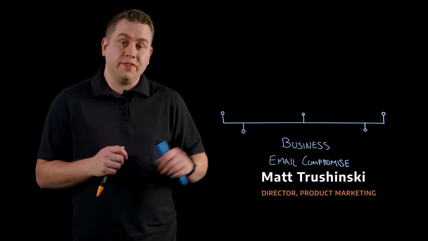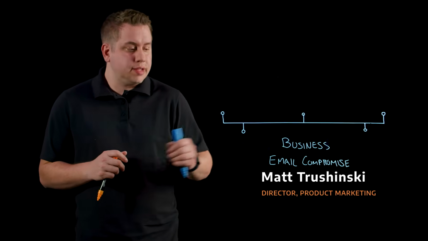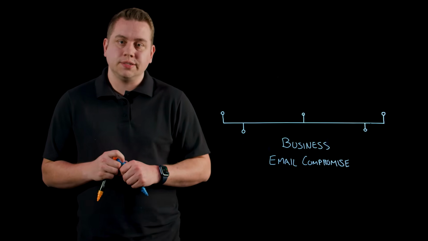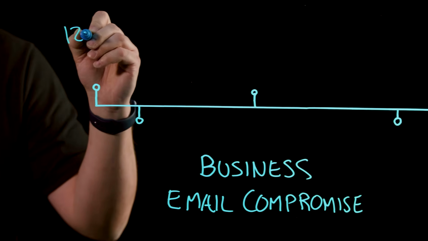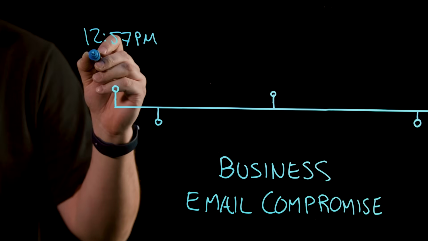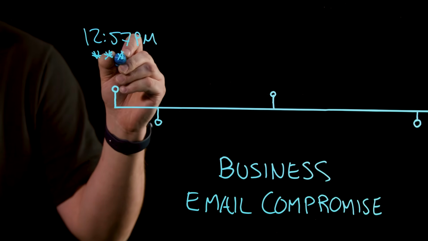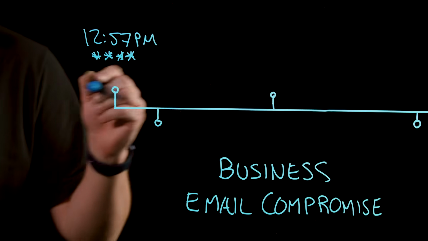Today I want to show you a real-life example of how the Article Wolf platform can stop business email compromise attacks. This particular attack begins midday at 12:57 p.m. when we see an attacker log in using stolen credentials.